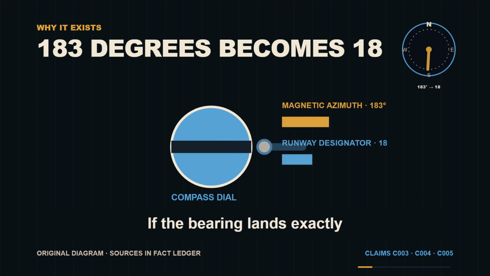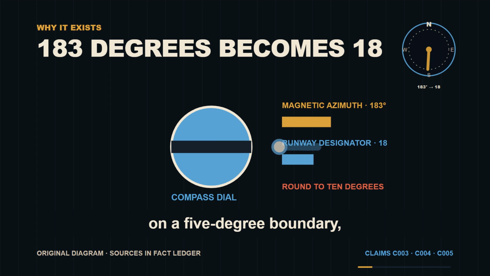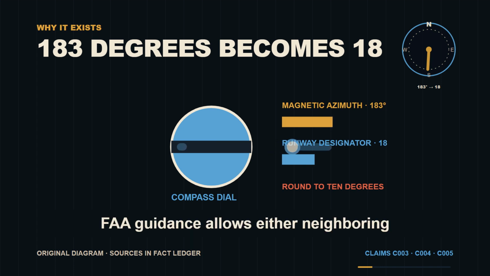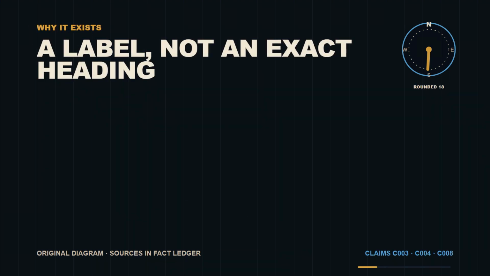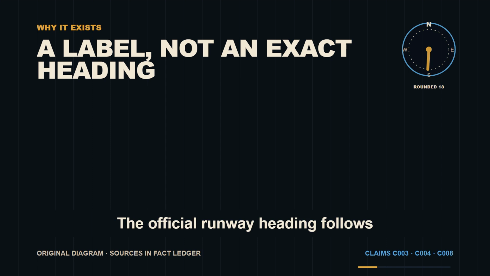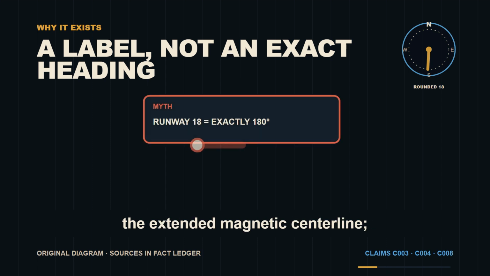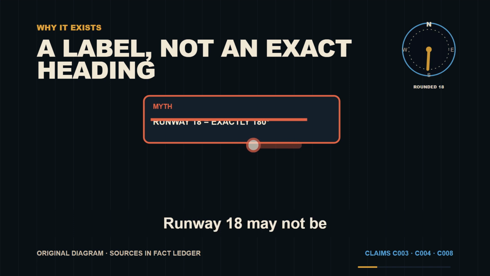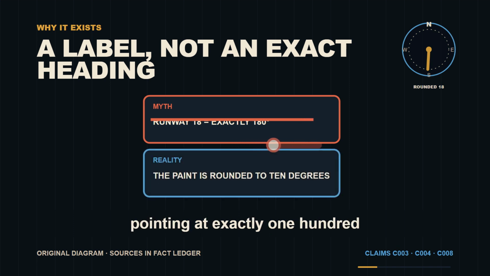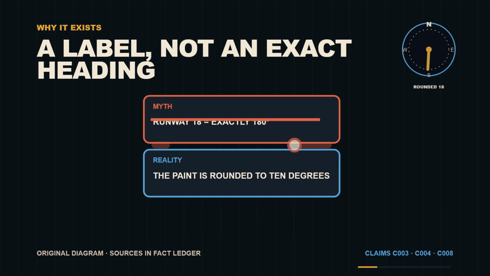If the bearing lands exactly on a 5-degree boundary, FAA guidance allows either neighboring number. That rounding makes the marking quick to read, but it also means the number is not a precision heading. The official runway heading follows the extended magnetic centerline. The paint is its nearest 10-degree shorthand. So a pilot aligned with runway 18 may not be pointing at exactly 180 degrees.